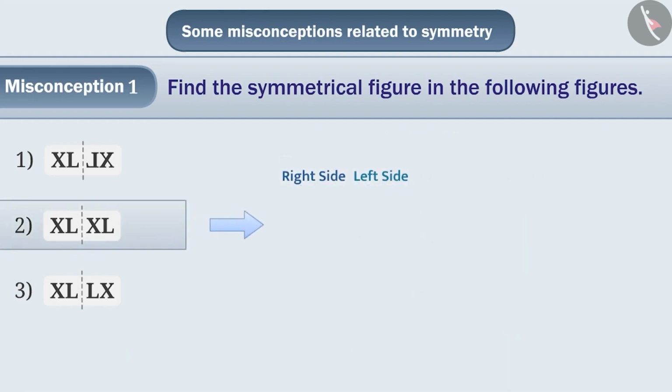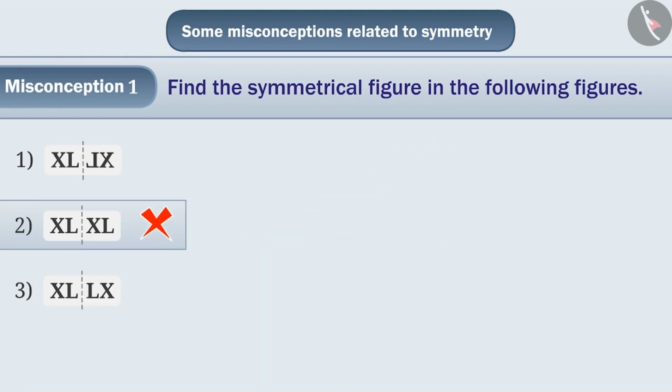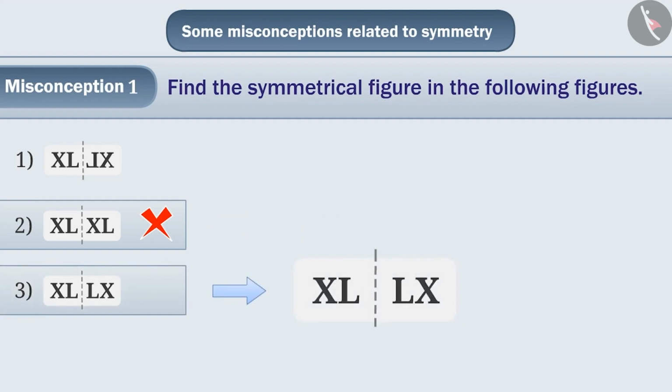Option 2 has the same shape on both sides. So they think that it is a symmetrical shape. But it is a wrong understanding because the lateral inversion of the shape is not clear here. Hence, it is not a symmetrical shape. That is, option 2 is the wrong answer. Some children cannot understand the concept of symmetry properly. They think in option 3, the two parts are reflections of each other. That is why they select option 3.